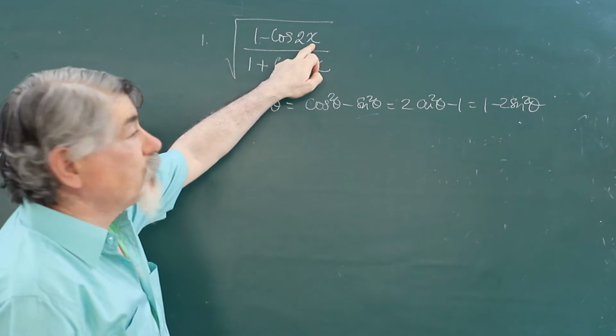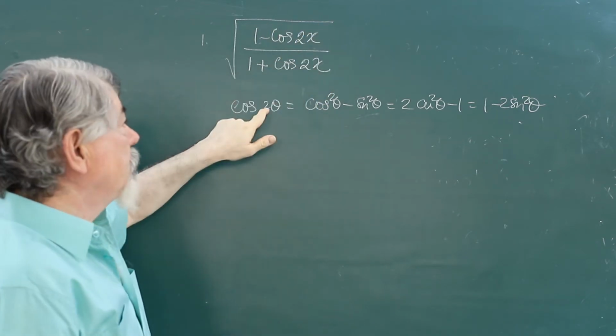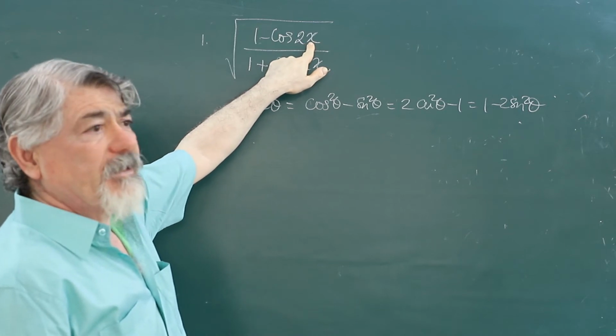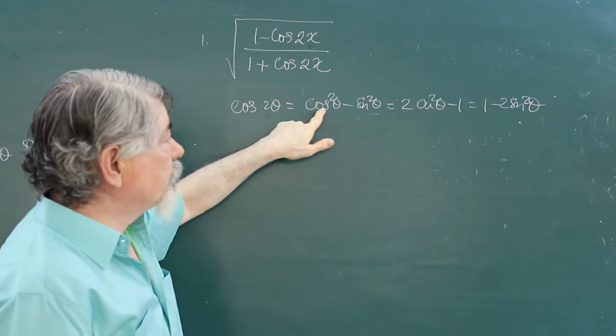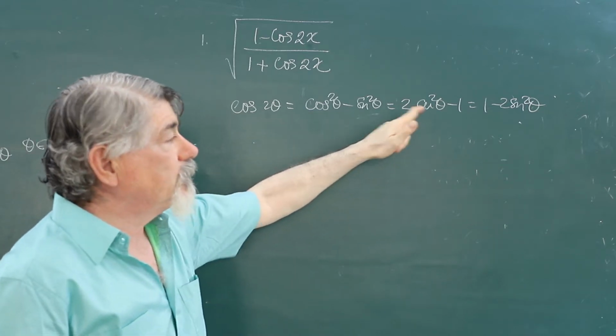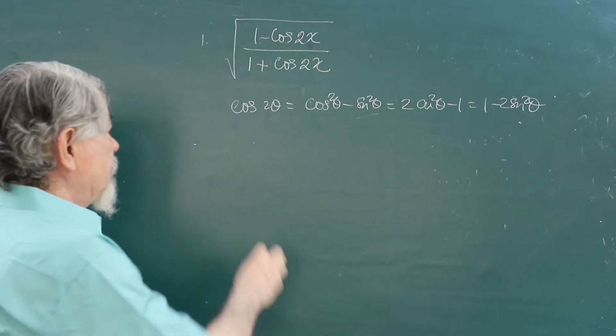Cos 2 theta, because cos 2x is coming. In theta it is 2x, it could be anything else. The angle is represented here by x, there by theta. Cos 2 theta is cos square theta minus sin square theta, which is equal to 2 cos square theta minus 1, which is equal to 1 minus 2 sin square theta.